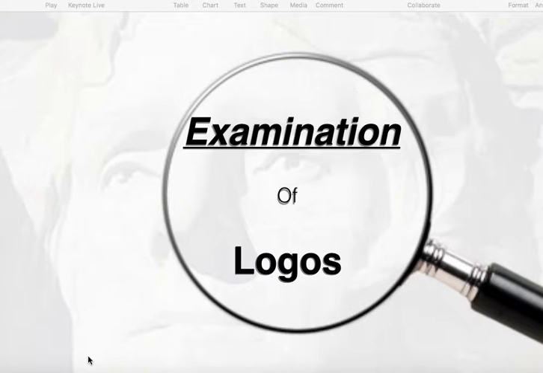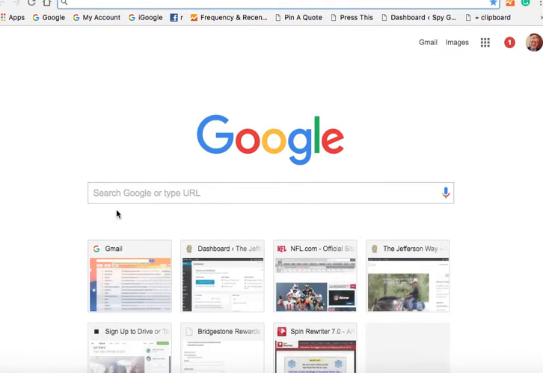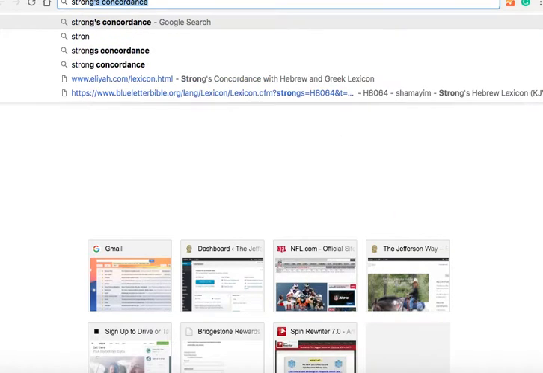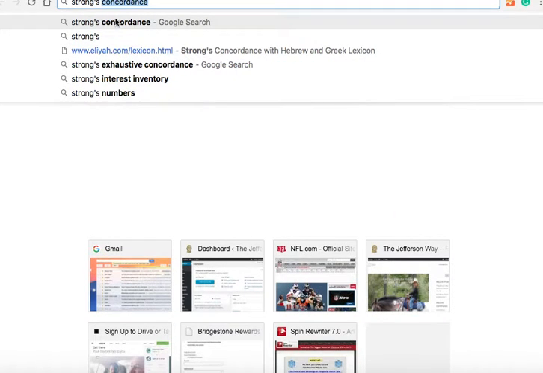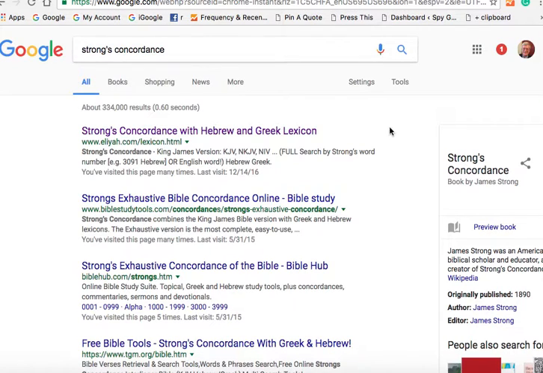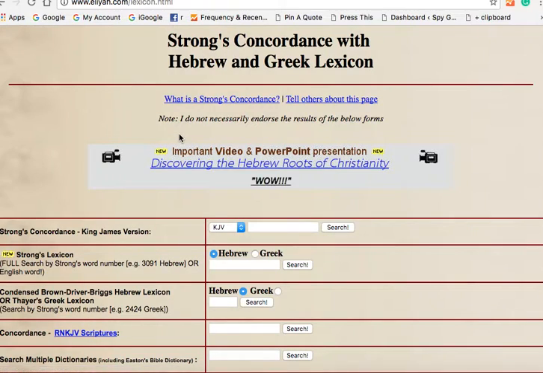Now, the first thing we need to do, if you haven't used Strong's Concordance before, is to do a little Google search. The best way is to type in Strong's Concordance, and here it is right here. This brings us up to all the different Strong's Concordances that are available, and the best way is to check out the different ones for yourself. My personal opinion is I like this one on the top, from www.elia.com. The reason I like it is because it immediately comes up to allow me to begin my search.